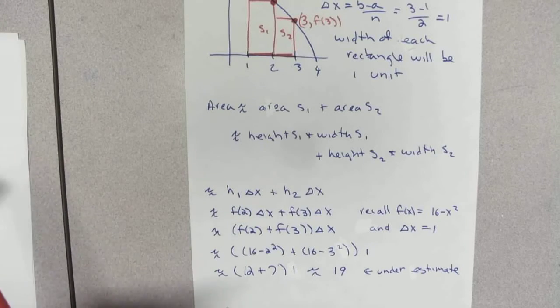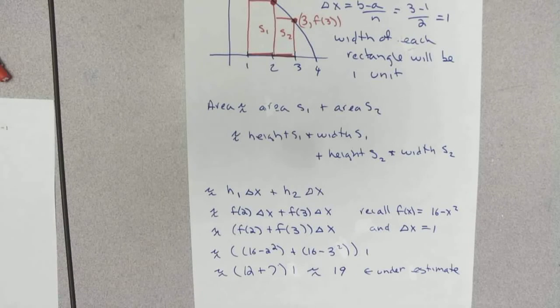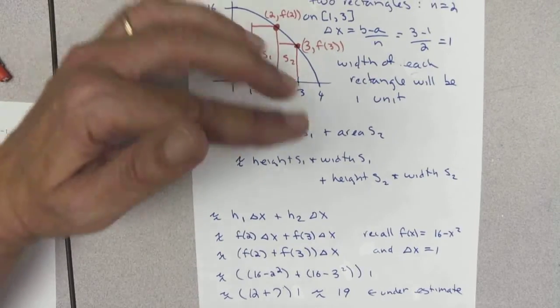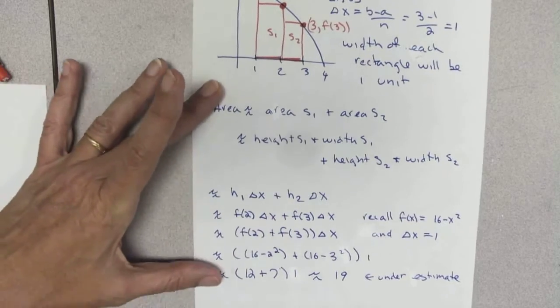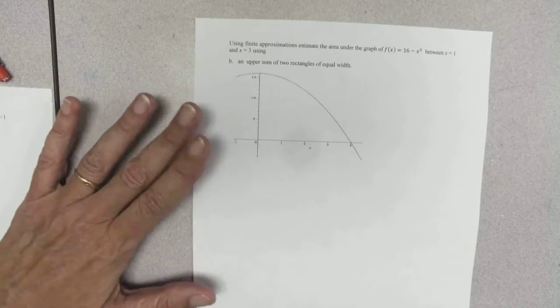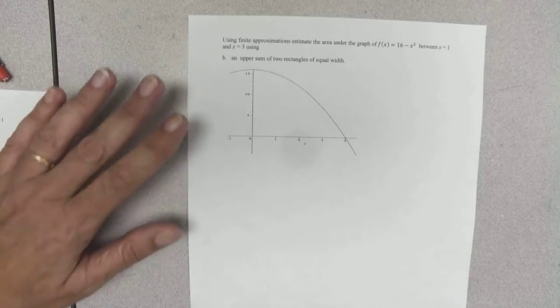And now we're just going to do this 2 more times. The idea is the same each time. We can just do slightly different things. So we're going to do it again, but this time with an upper sum. Here was a lower sum where the rectangles were a little bit too short. They met below the curve, and we got 19. This time, same question, upper sum, rectangles of equal width.